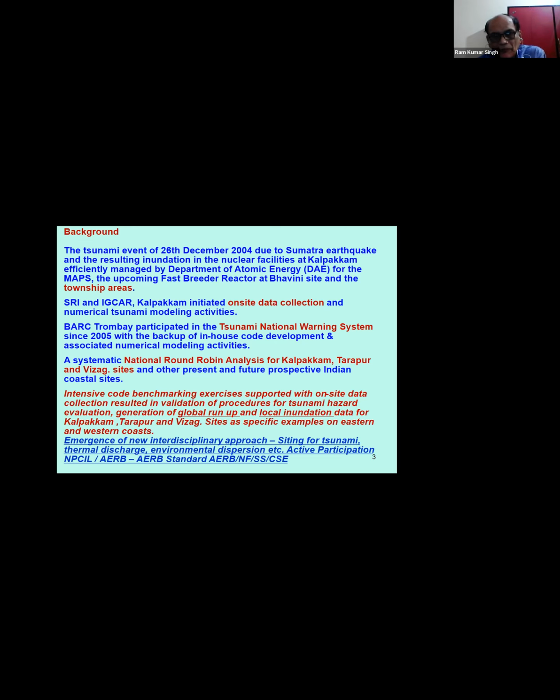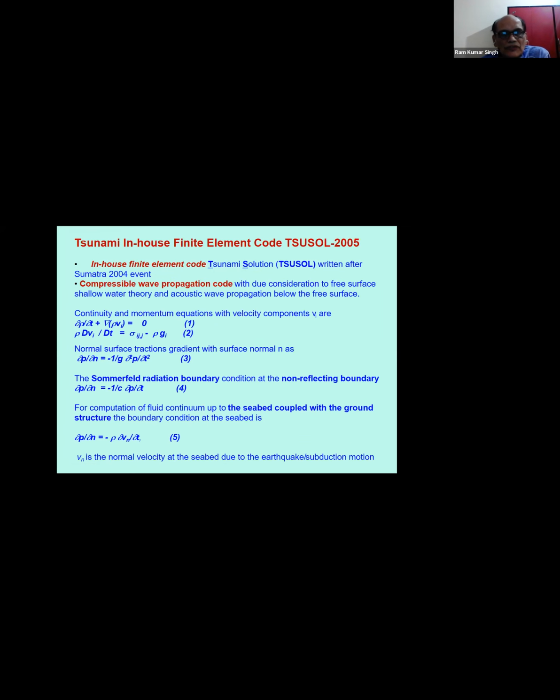And we could get good support from NPCIL and AERB. And recently a new standard is coming in AERB where many of these requirements are in place. We started this work in 2005 with an in-house code development. As Dr. Ramarao already mentioned, the Navier-Stokes equation applies, but a lot of simplifications are required because the size of the problem is very huge, meaning thousands of kilometers are to be simulated. So whether one should go for a one-dimensional, two-dimensional or three-dimensional problem.